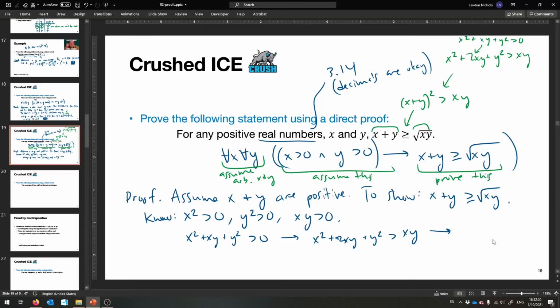Then we can go from that to actually get squares on the left side. We can get (x plus y) squared. That's one thing that we needed. And then we have that is greater than xy still. And then we can go from that to, by taking square roots, x plus y is greater than xy. And all we needed to show was this, which the only difference is the equal sign. And if you have something that's greater than, yeah, it's totally greater than or equal to as well.